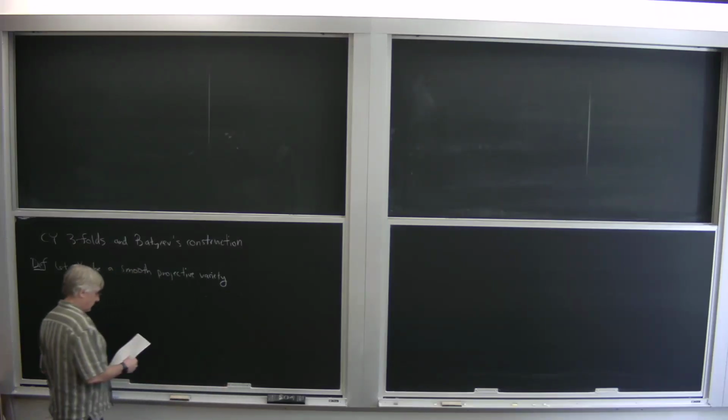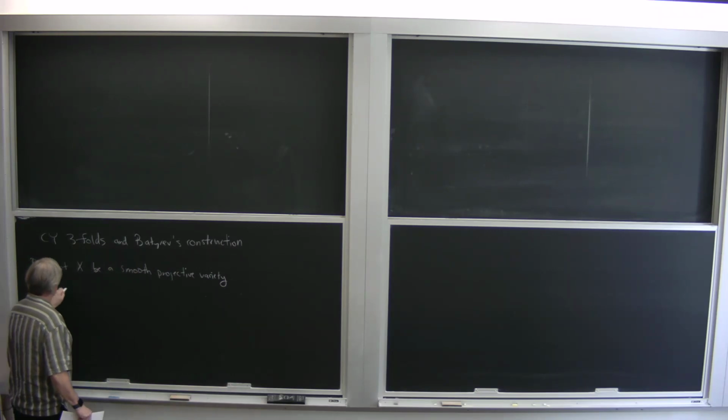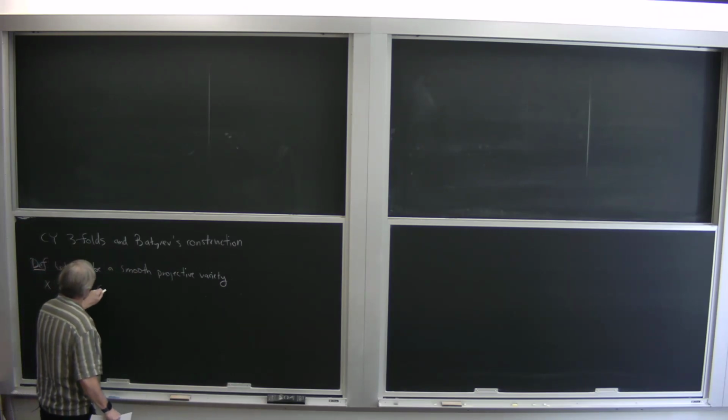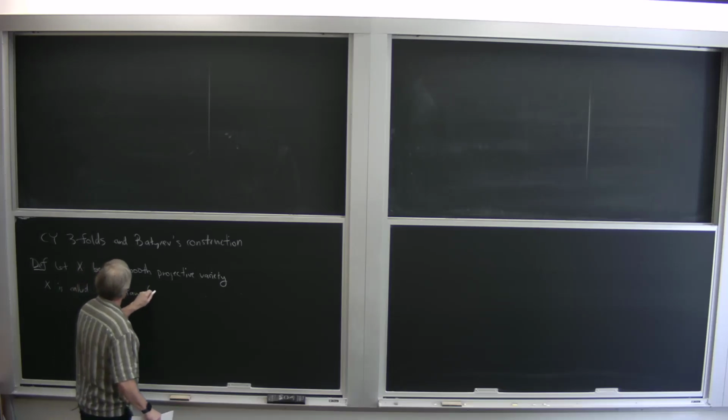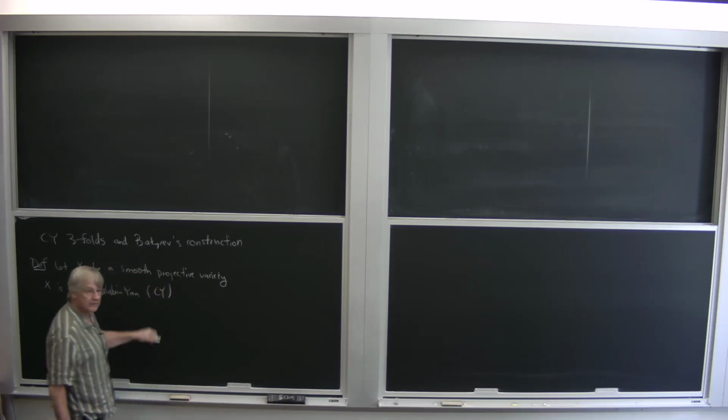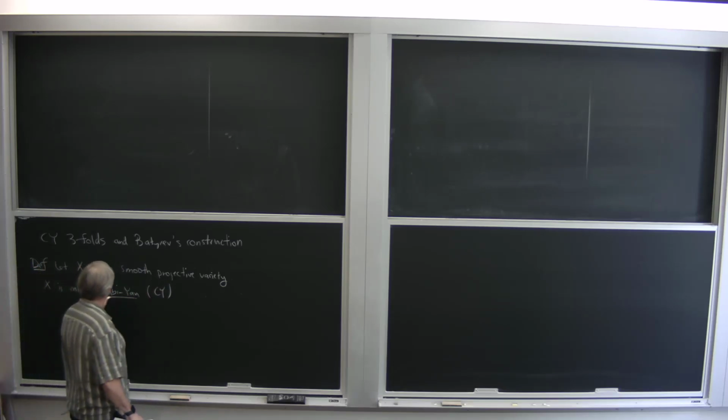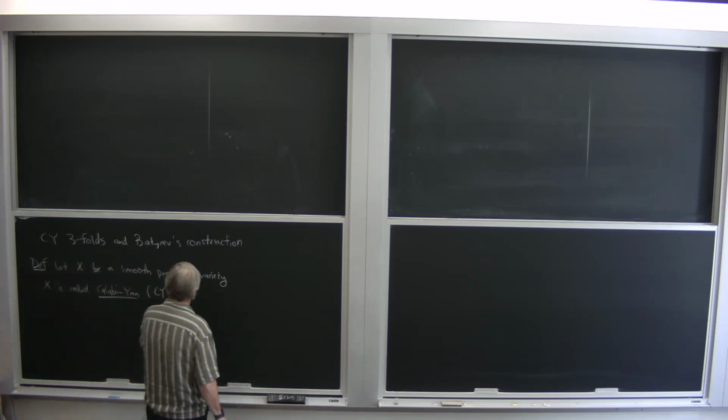Here's the definition. Let X be a smooth projective variety. X is called Calabi-Yau, which I will almost always abbreviate to CY, if the following two conditions hold.